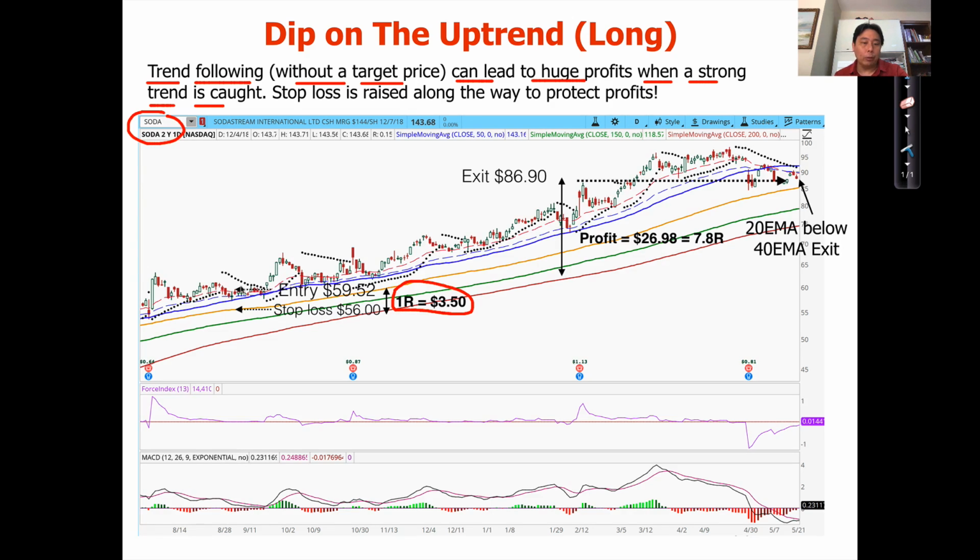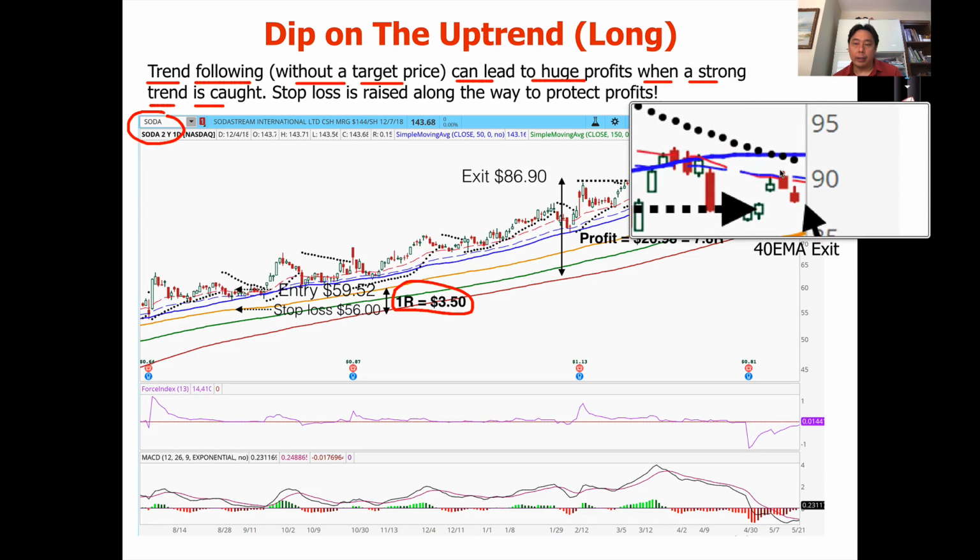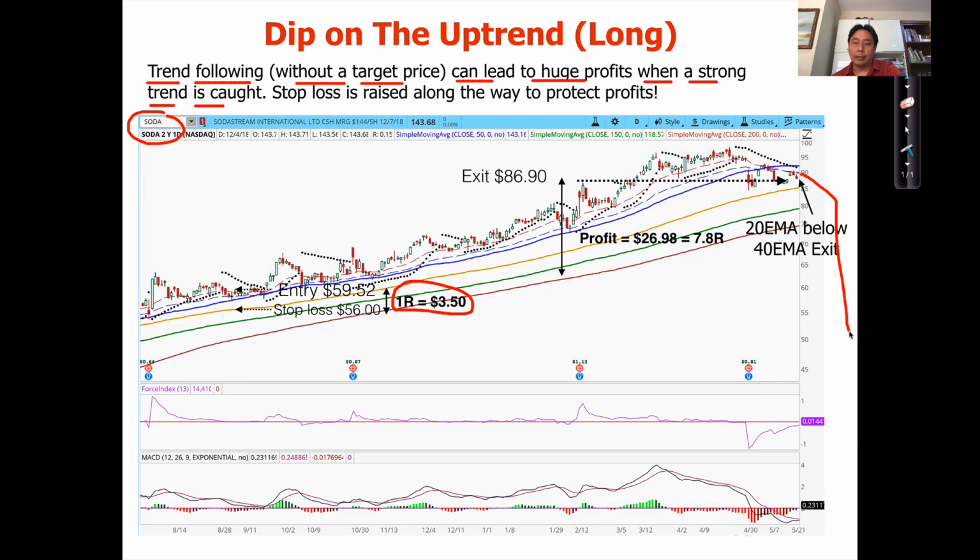And once you enter the trade, notice that you would have ridden the trade all the way and exited over here when the 20 crossed below the 40. And that's when the downtrend started, right? So by exiting over there, you can see that your profit would have been 2698 out of a risk of 350. That would have given you a 7.8R win. So that's again the advantage of following the trend without a specific target. But I'll also show you how you can protect your profits along the way.